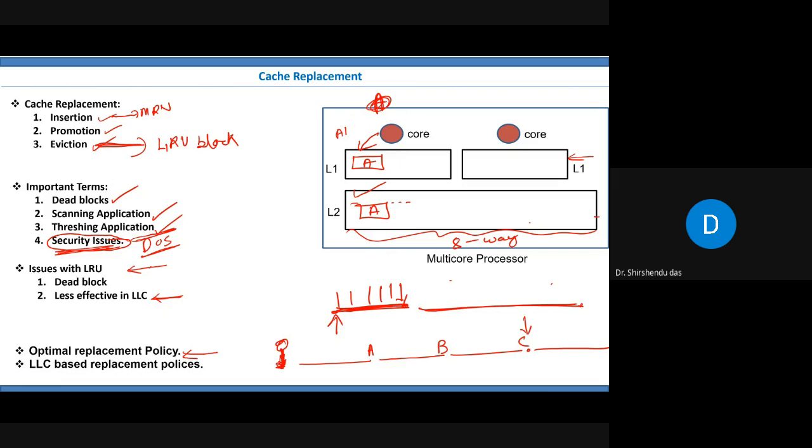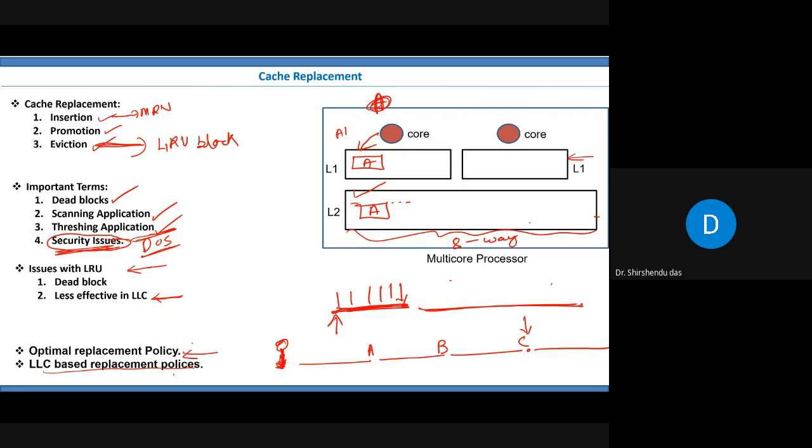One more point here is that sometimes the optimal replacement policy is also called Belady's replacement policy. So in this course, I'll use either the term Belady's replacement policy or optimal replacement policy. And again, as I said, most of the time we will discuss LRU and LLC based replacement policies. The modifications or improvements in replacement policy that we'll discuss will be mainly for last level caches. So only one point I will discuss here, and then I'll move forward.